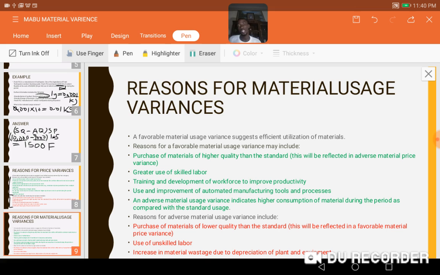Some of the reasons for favorable usage of material: high skilled labor. Why? Because high skilled labor are going to waste less material than an amateur or inexperienced staff, who are bound to make some errors, therefore wasting more material. Greater skill of labor will lead to less wastage, therefore favorable. Purchase of material of higher quality, like I was saying before, is bound to result in less wastage.